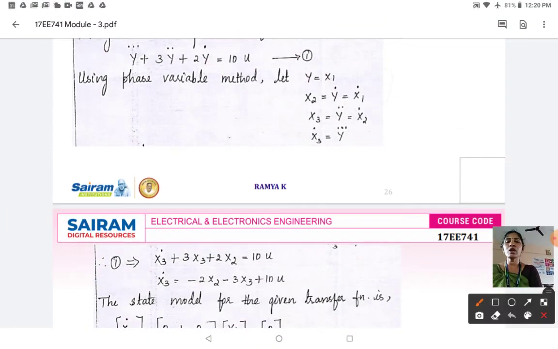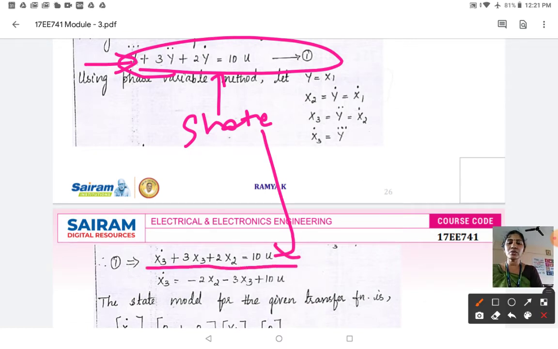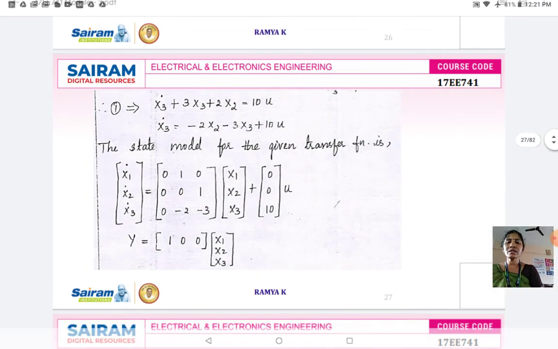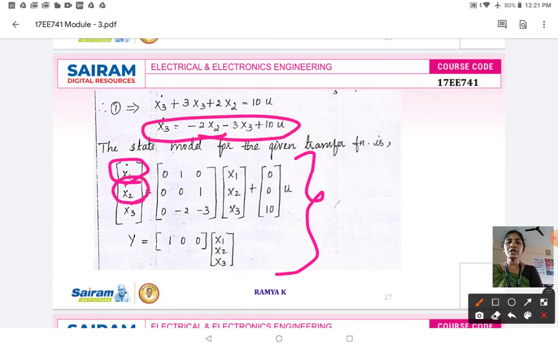When all the physical variables are replaced by state variables, you get the equation x3 dot plus 3x3 plus 2x2 is equal to 10u. So x3 dot is equal to minus 2x2 minus 3x3 plus 10u. After substituting, you get the state equation and output equation as shown here, because x1 dot is equal to x2, x2 dot is equal to x3, and x3 dot can be written from this particular equation.